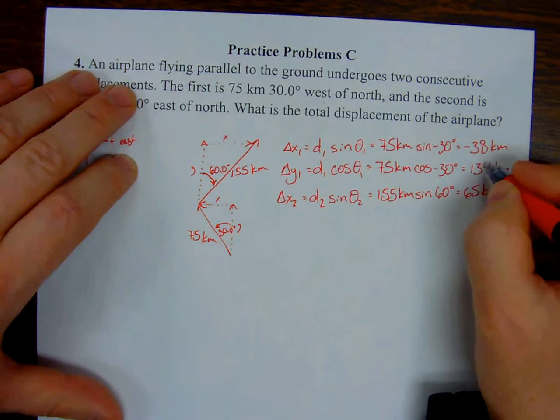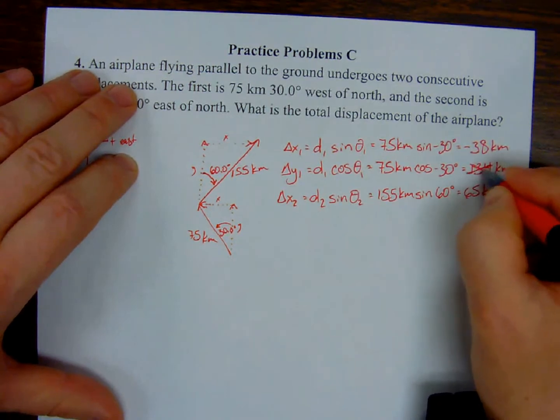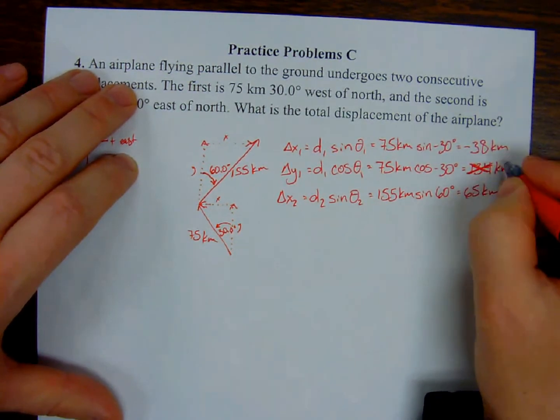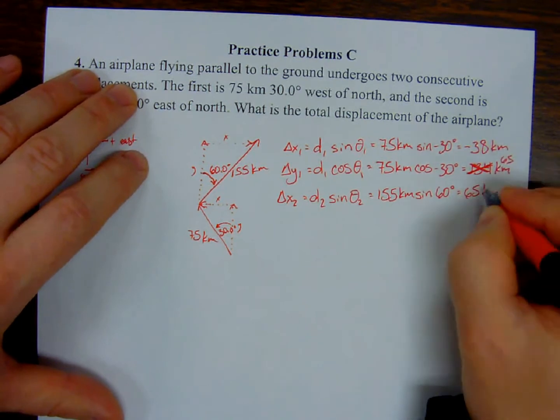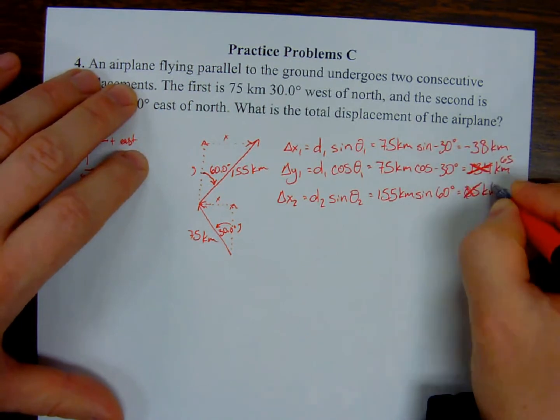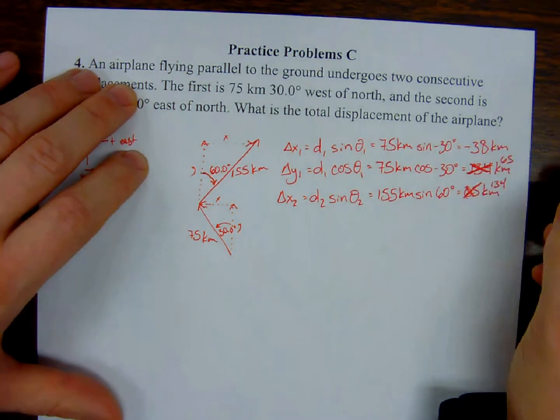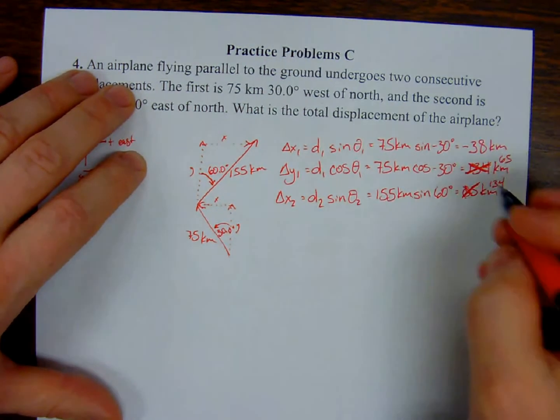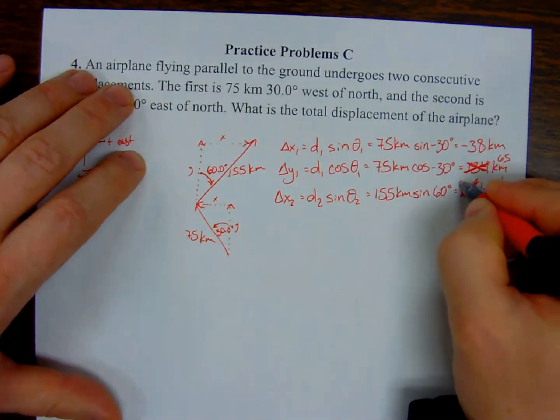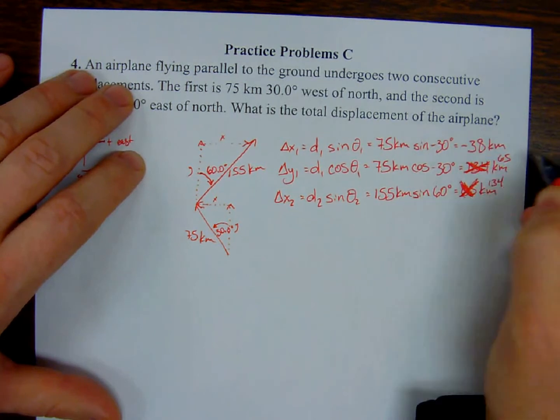That should be spot on, right? That first y component should be 65 kilometers. This second x component should be 134. Sorry for any confusion. And if you were freaking out, you've been validated.